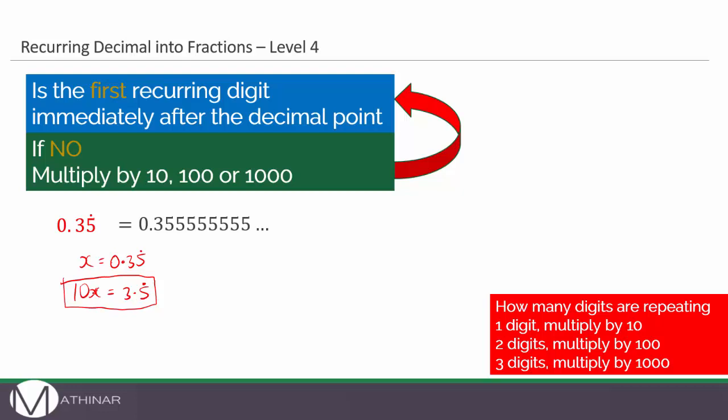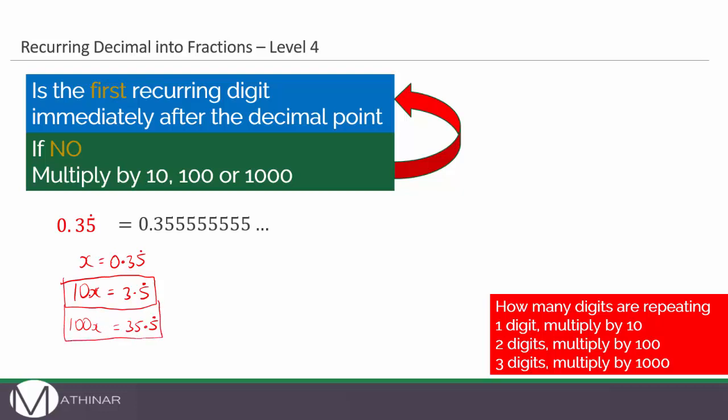So if we multiply the 10x by 10, that gives us 100x. And if we multiply this by 10, that gives us 35.5 recurring. Next, we subtract. Now it's these two lines that we're subtracting from each other.